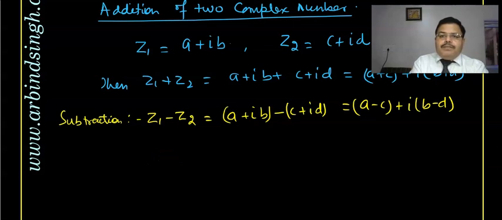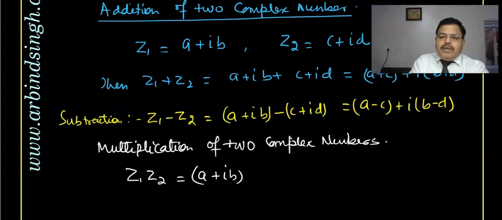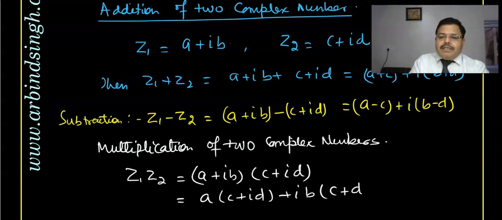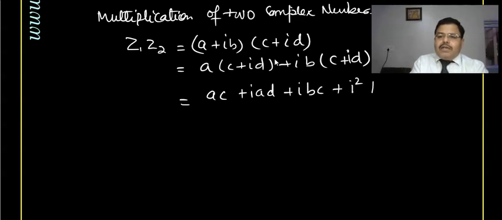So, let me write here. Multiplication of two complex numbers. What is that? So z1 into z2 is equal to what? a plus iota b into c plus iota d. If I multiply a by c plus iota d, plus iota b by c plus iota d, we can write a multiplied by c is ac, plus iota ad, plus iota bc, plus iota into iota, iota square bd. But we know iota square is minus 1.